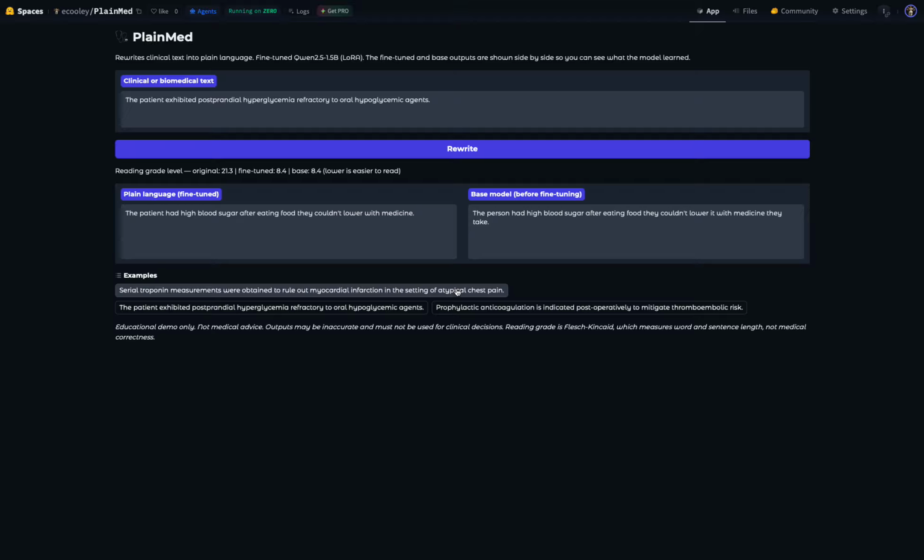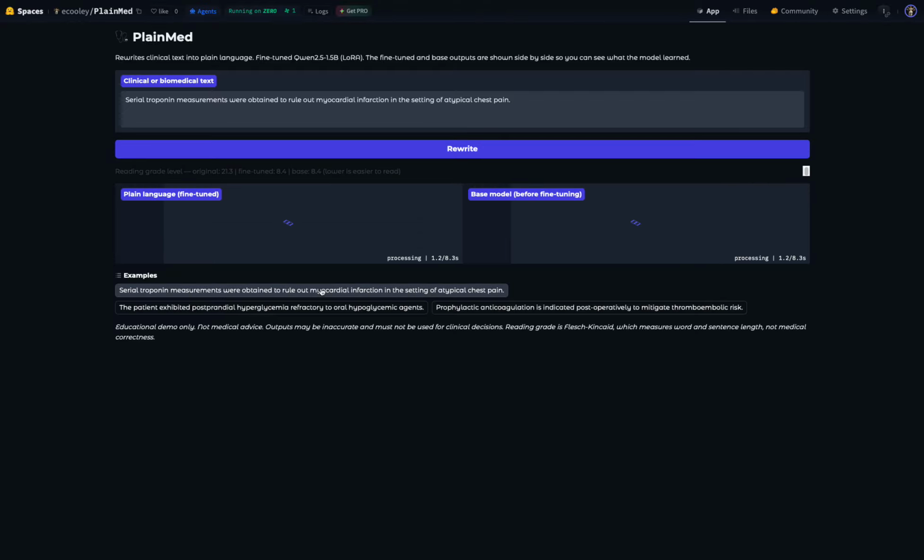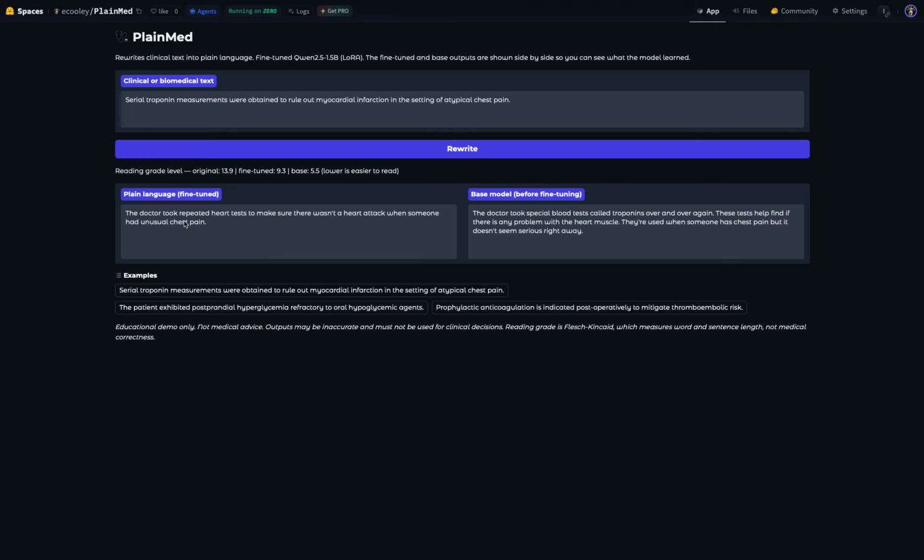Another example: "serial troponin measurements were obtained to rule out myocardial infarction in the setting of atypical chest pain." Put that here and rewrite it. It processes through both sides of the model. See, the doctor took repeated heart tests to make sure there wasn't a heart attack when someone had unusual chest pain. And the base model before fine-tuning is much more elaborate and probably even more complex to read.